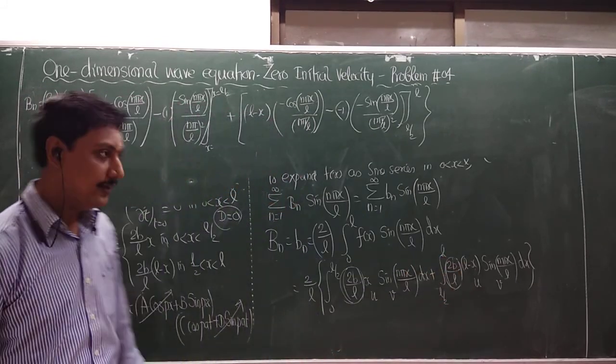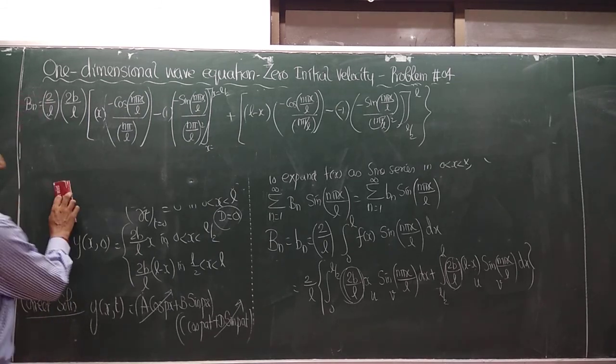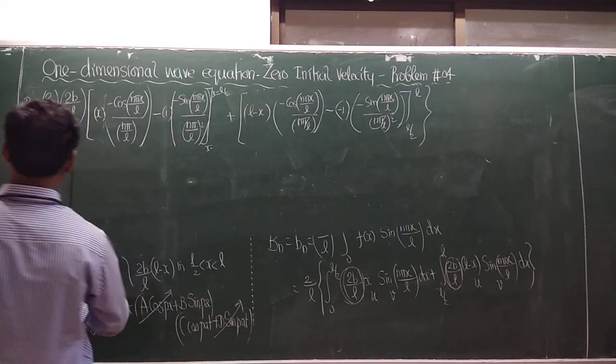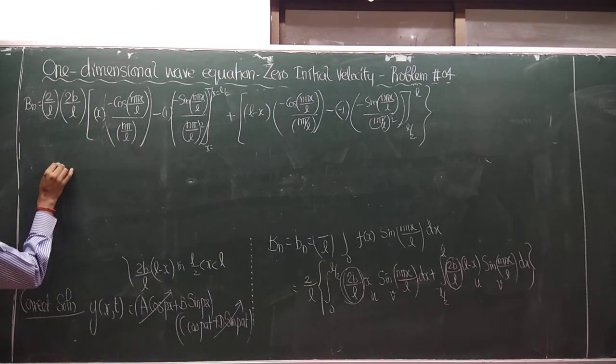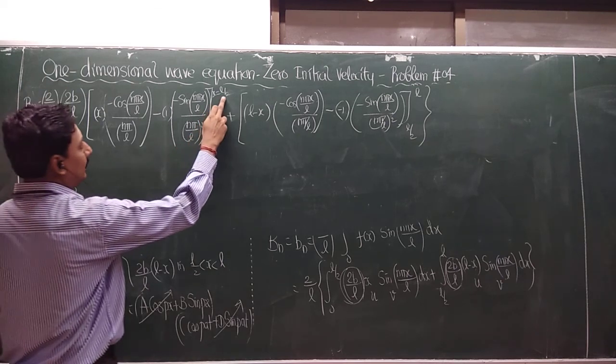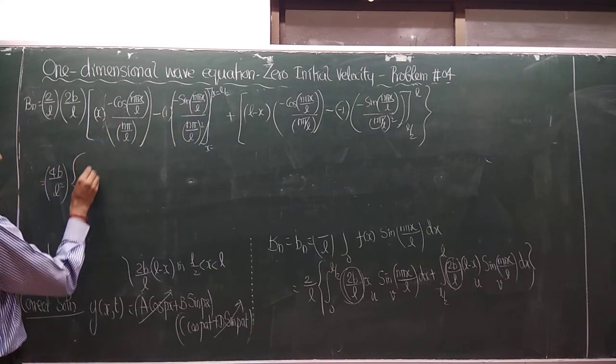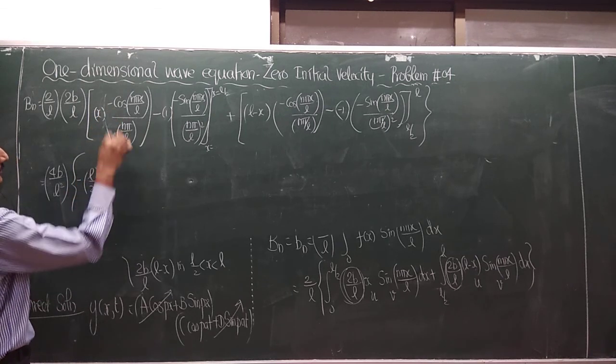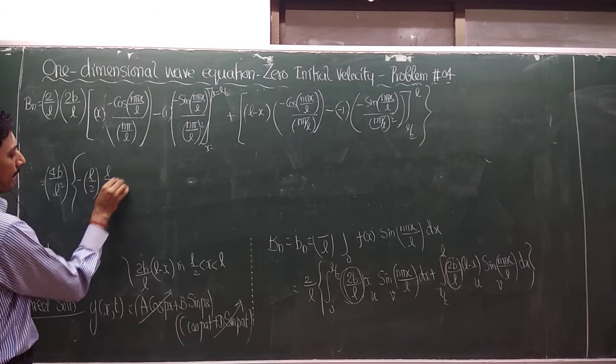Understand? Right? Now can we use the limits? Can we apply the limits for this step? What we will get? First of all, this is 4b by L square, right? Now can we use x equal to L by 2 here? What we get is L by 2. This minus sign is there. So minus, this is the reciprocal, L by n pi.